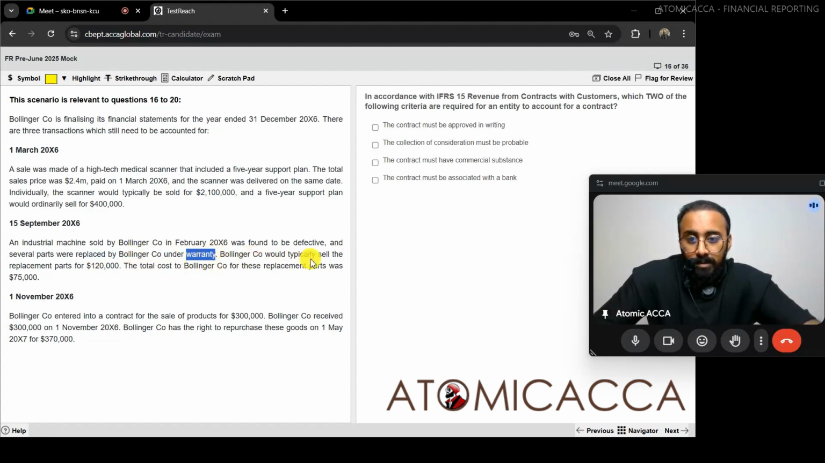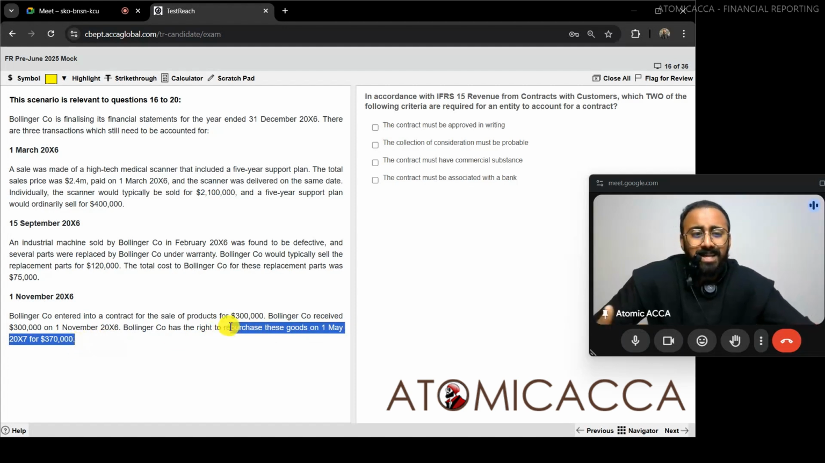It's a warranty. Bollinger Company would typically sell the replacement parts for 120,000, but now it is under warranty, so you're not selling it again. Total cost for these replacement parts was 75,000. So this you'll have to incur as part of the warranty. Okay, done. 1st November X6, Bollinger Company entered into a contract for the sale of products for 300,000. Bollinger Company received 300,000 on 1st November X6. Bollinger Company has the right to repurchase these goods on 1st May 20X7 for 370,000.